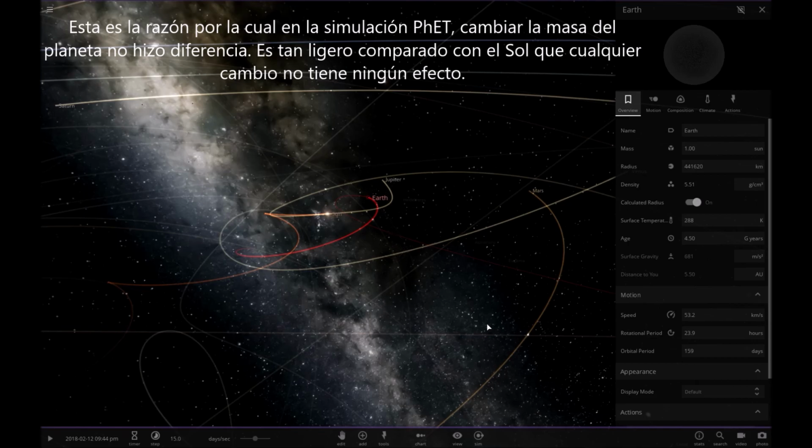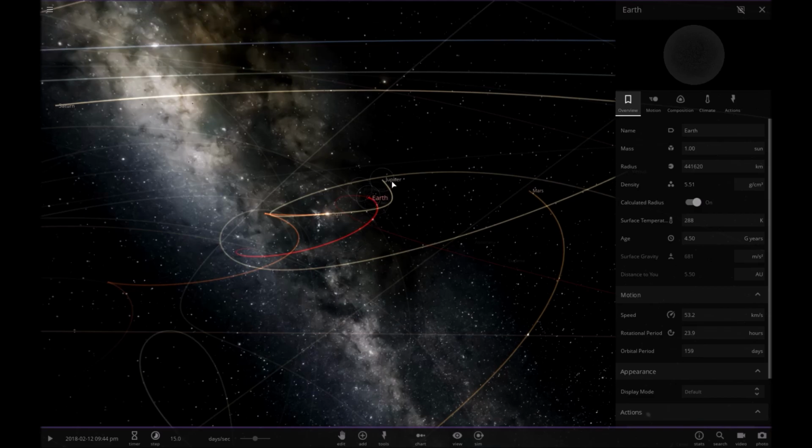Anyway, so that's what's going on. That's why when you're doing that simulator on the PhET system, when you doubled the Earth, it didn't make a difference, just because the Earth is so light. Even if you double it, compared to the gravity of the sun, the Earth is so light that it really makes absolutely no difference. So there you go. Mystery explained.